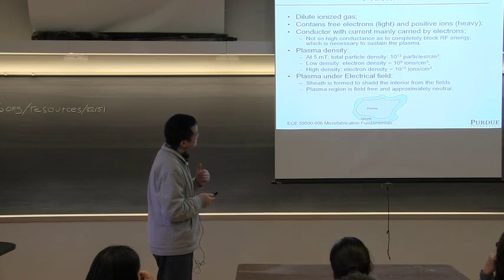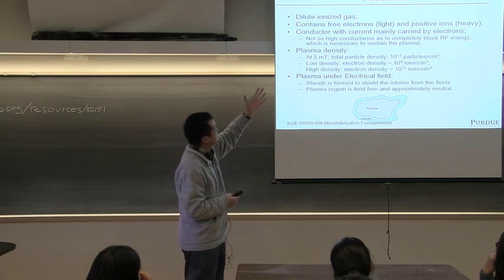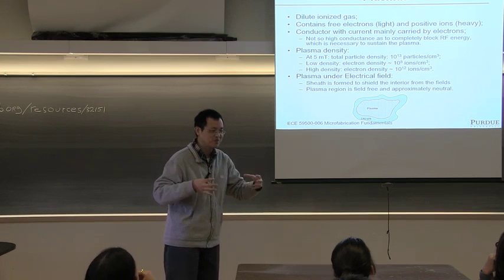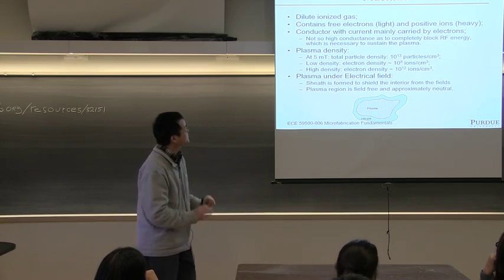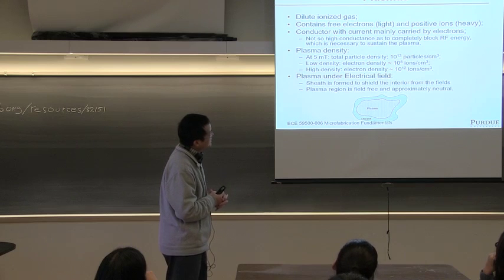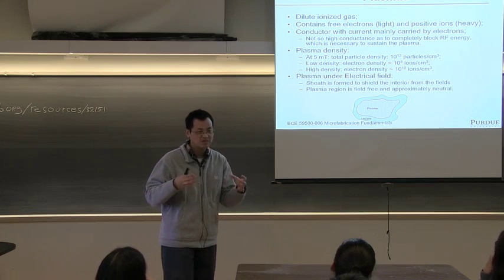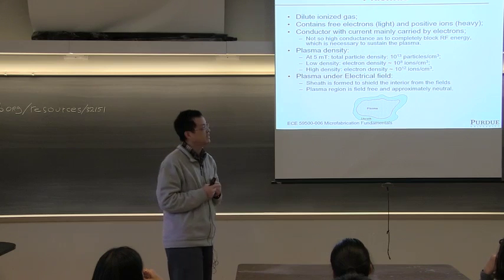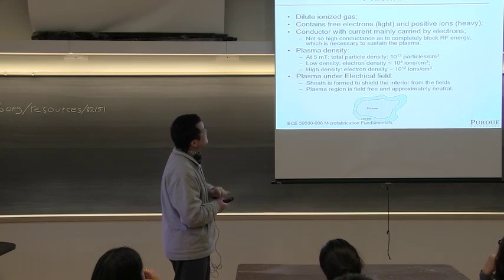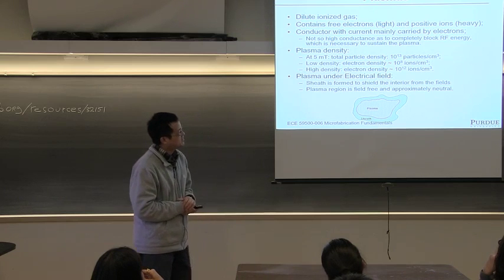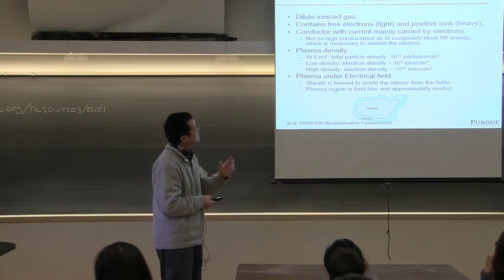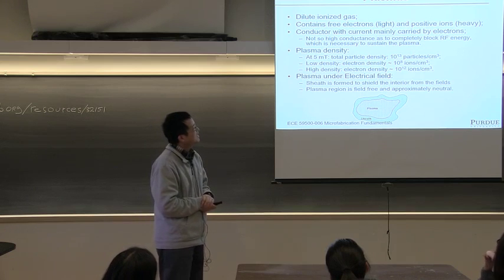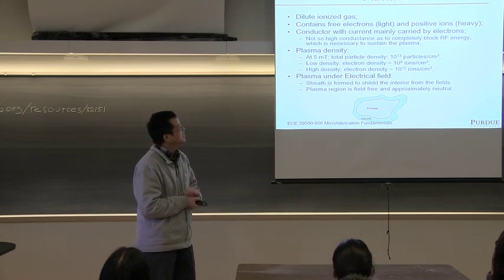So let's first try to form some pictures of the plasma. I will first say it's a dilute ionized gas. It cannot have very high pressure, and it cannot have very low pressure. It contains free electrons and positive ions because the plasma itself is charge balanced. If you have 1,000 electrons, you are going to have 1,000 positive ions to balance them. And it does conduct, with the current mainly carried by the electrons. It is not so highly conductive that it completely blocks the RF energy, which is necessary to sustain the plasma. We will try to explain what that is.